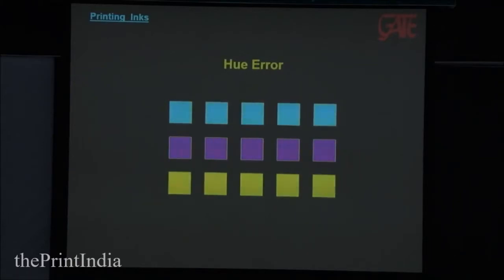Hue error is a color error. When you get different batches of ink, or ink from different companies, and you see the color is shifting, that means you are not going to get the same result when the hue or color of the ink changes.